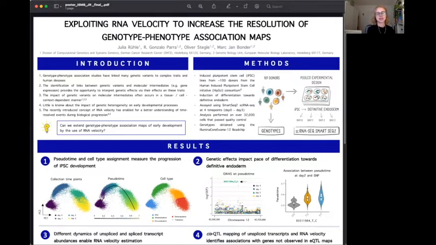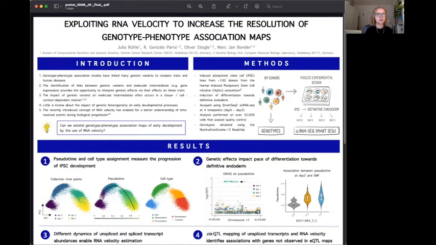Associating the genotype to a certain phenotype has linked many genetic variants to complex traits or human diseases. But not only can we associate genetic variants to the phenotype, but also molecular intermediates such as gene expression. Further, this gives us the opportunity to interpret these genetic effects. And although many links have been identified, little is known about the impact of genetic heterogeneity on early developmental processes.